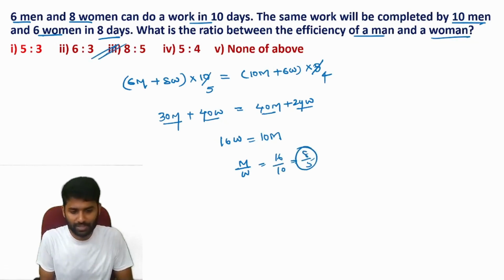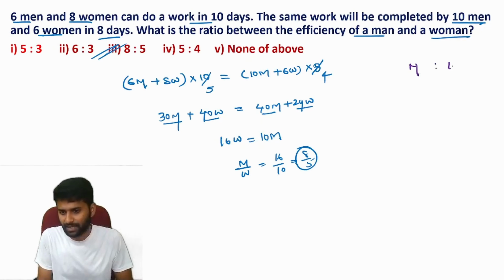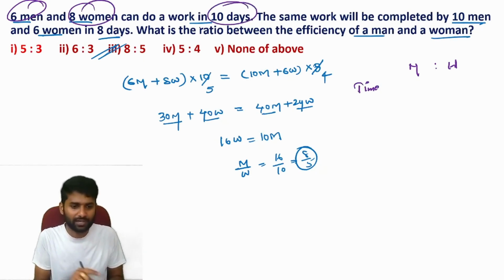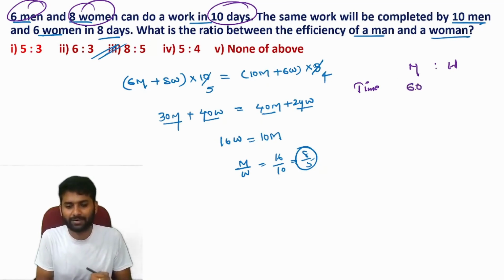So let me tell you the other approach also. Let's take the men and women. We are talking about the time. See, 6 men, 8 women, it takes 10 days. Means all 6 men work for 10 days, all 8 women work for 10 days. Let's take this information. So 6 men, 10 days means they will complete 60 units. 8 women, 10 days means it is 80 units.